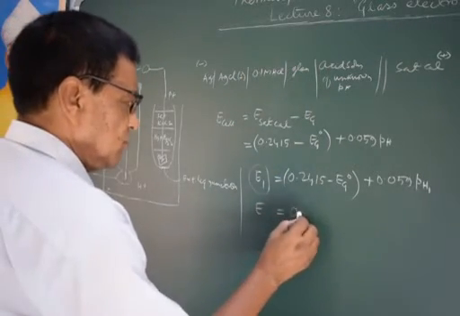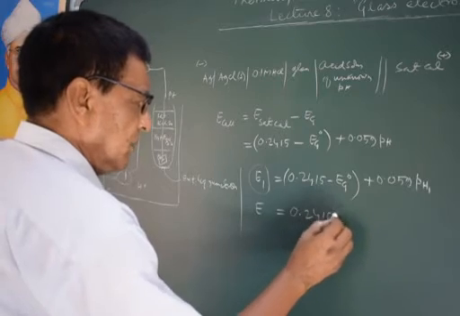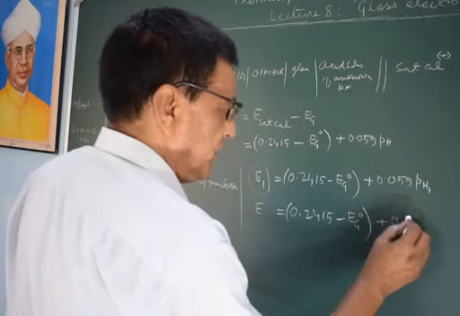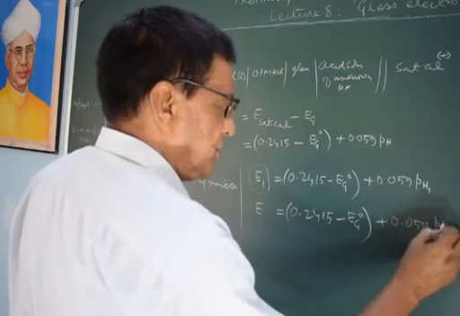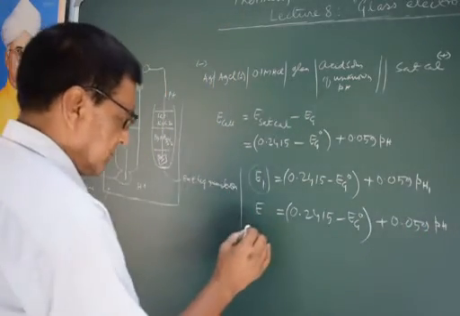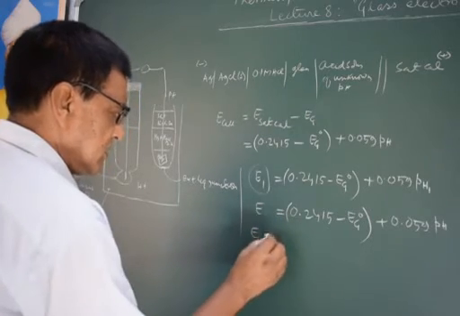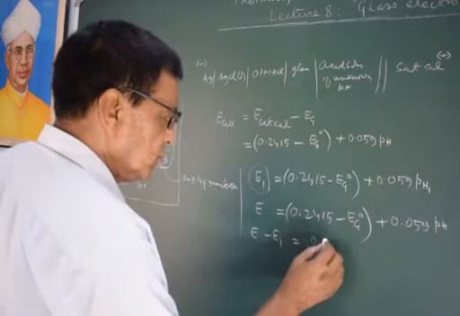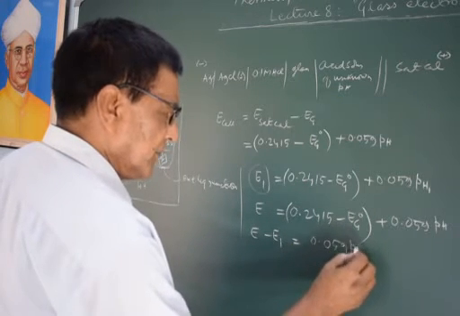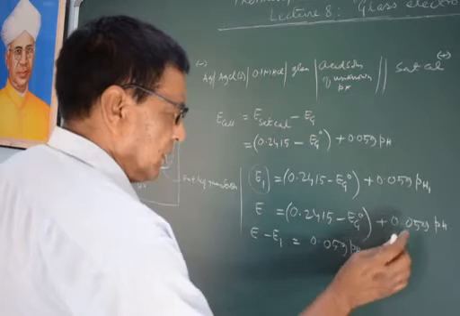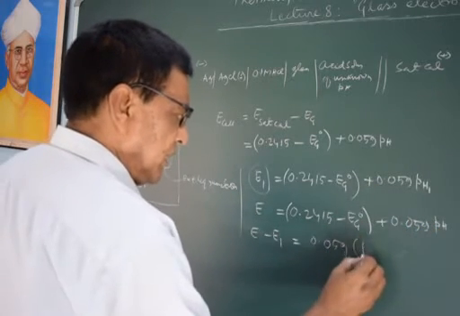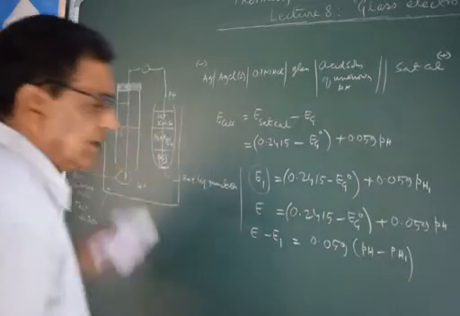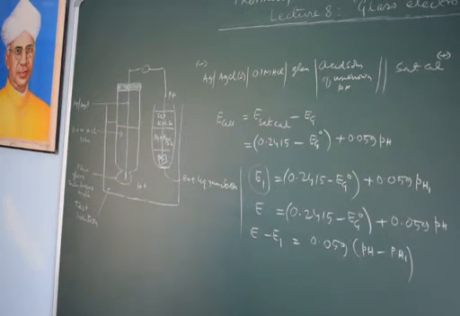case is equal to 0.2415 − E_j⁰ + 0.059 pH. So if we subtract, then E − E1 equals, this will cancel, 0.059 into (pH − pH1). This is the usual method used to determine the pH of the solution.